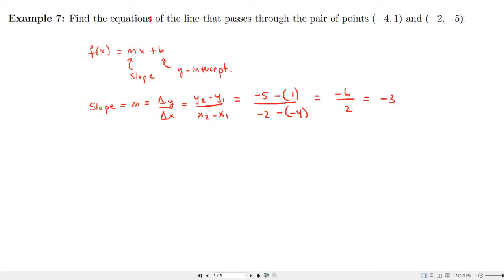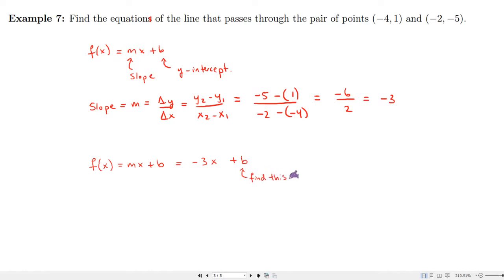Now we can proceed similar to what we did in the previous problem. Now that we have this slope, which is m, and we know this is going to be a linear function, the linear function is going to be f of x equals mx plus b. We know m is negative 3, so at this point this linear function is negative 3x plus b. We still need to find this.